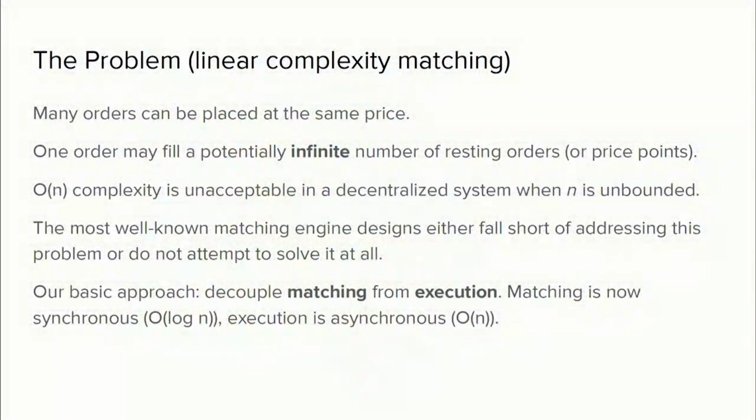Okay, so I'd like to quickly go over the problem. The problem, as Joseph mentioned, is there's a lot of linear complexity going on in order books and matching engines. Many orders can be placed at the same price, and one order may potentially fill an infinite number of orders or prices. And linear complexity in a decentralized system where n is unbounded is absolutely unacceptable. You can't do that on a blockchain.